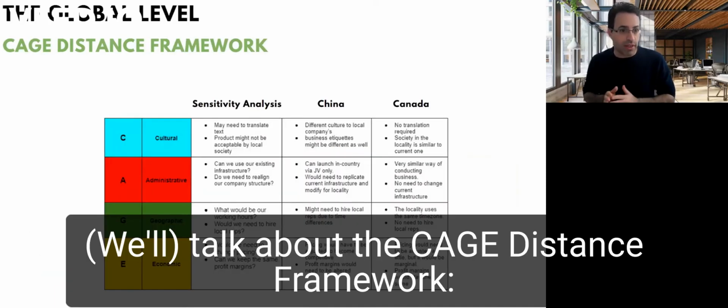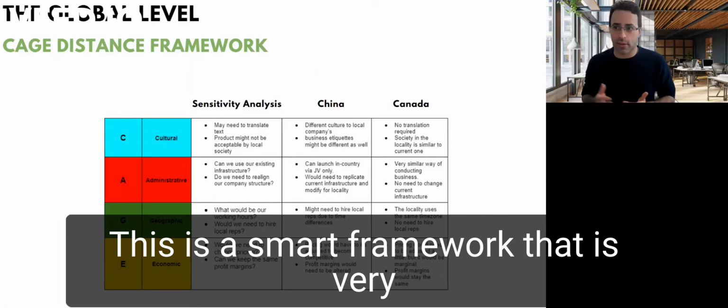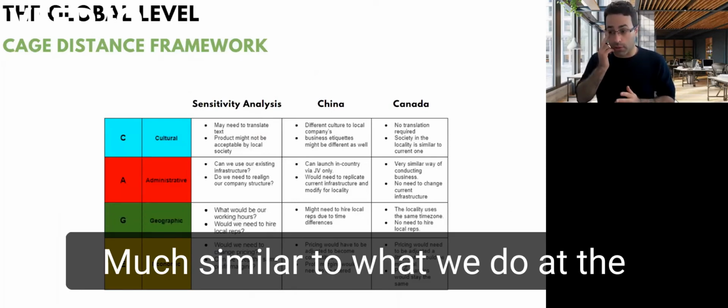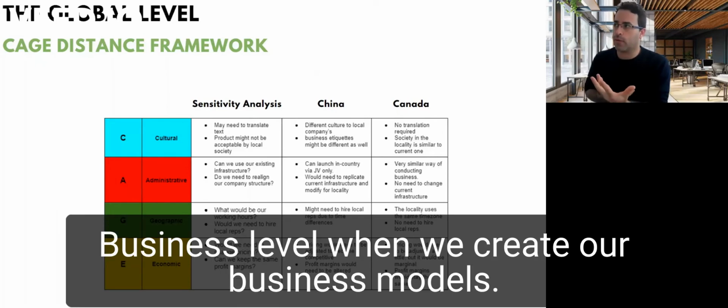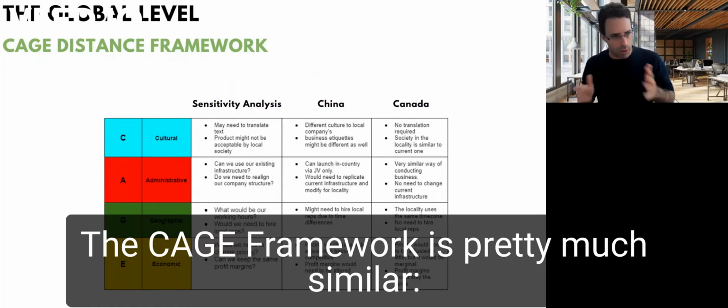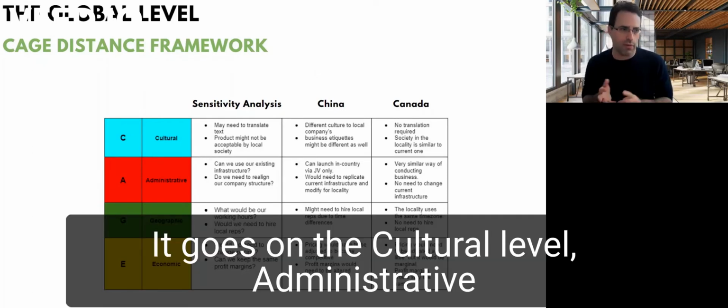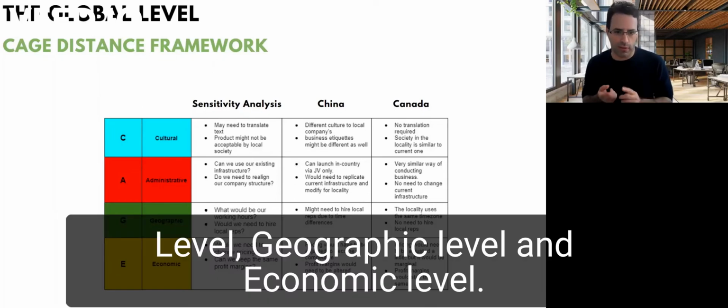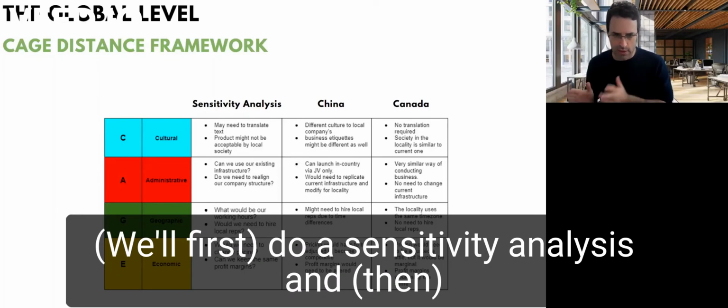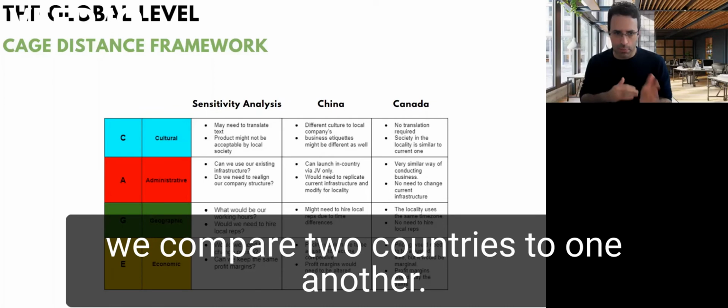So let's talk about the CAGE distance framework. This is a smart framework that is very similar to what we do at the business level when we create our business models. It goes on the cultural level, administrative level, geographic level, and economic level. So we do a sensitivity analysis and we compare two countries to one another.